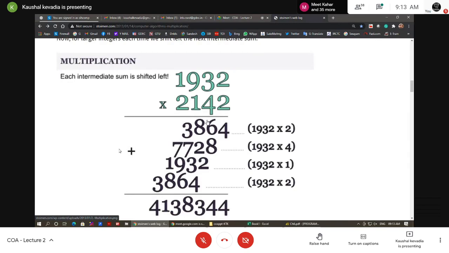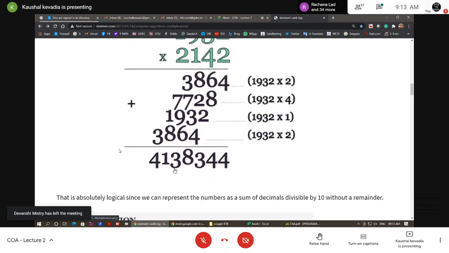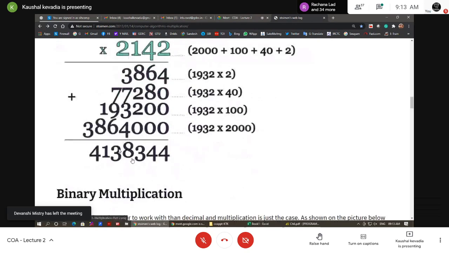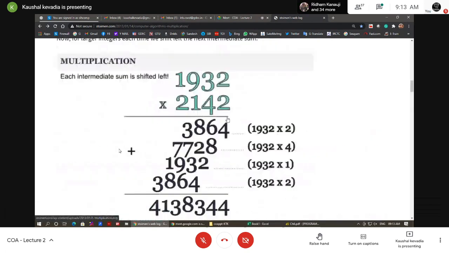And when we have to write down these numbers after the one left shift operation, the multiplication answer I am getting of 1932, suppose 1932 multiplied with 4, it is 7728. So where do I have to write 7728? After one left shift, the original number has to be left shifted once, here we will left shift twice, here three times. If you check the answer, this answer is the same as this one, 4138344, 4138344.